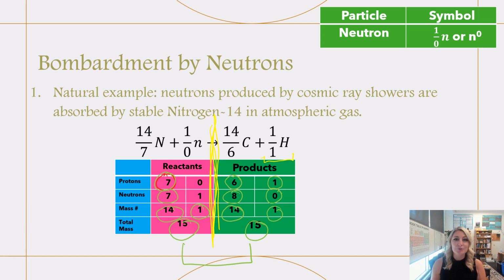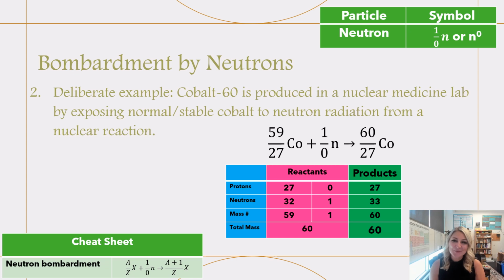Again, I will tell you if there is a second species that's created by the bombardment, and I'll tell you what it is. If we are going to deliberately bombard with neutrons in the lab, let's use cobalt-60 as an example. Cobalt-60 is produced in a nuclear medicine lab by exposing a normal, stable cobalt to neutron radiation from a nuclear reaction. This makes the most sense. You don't want to just store cobalt-60 because it's going to constantly decay. So the ability to produce this on demand is wonderful.